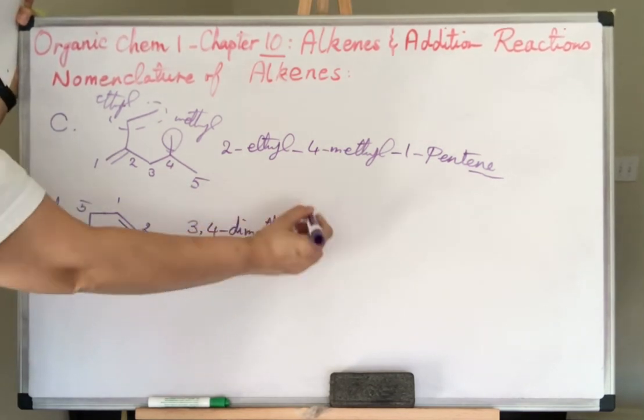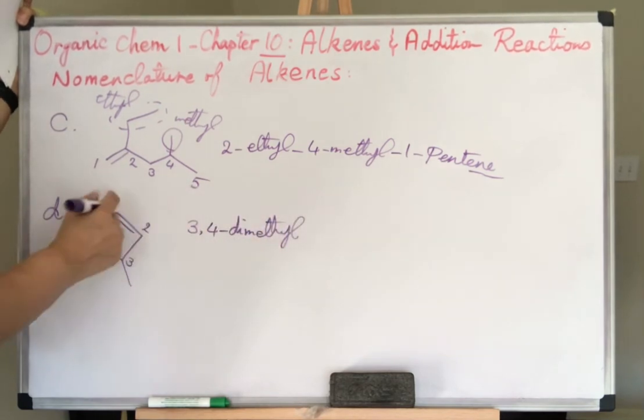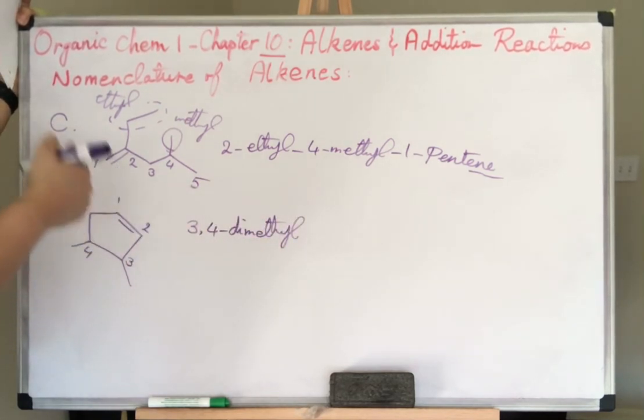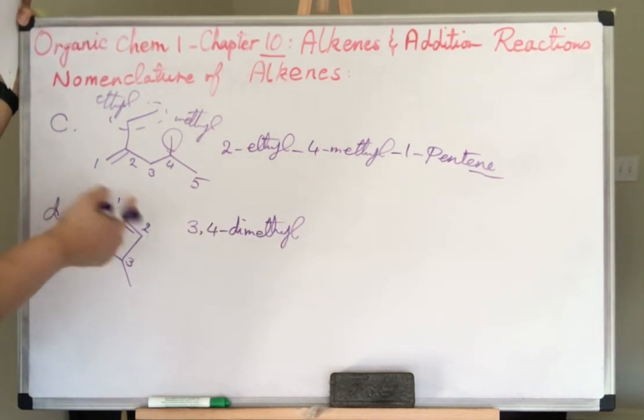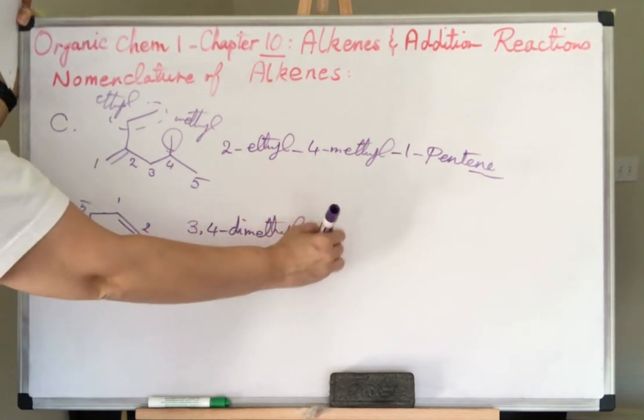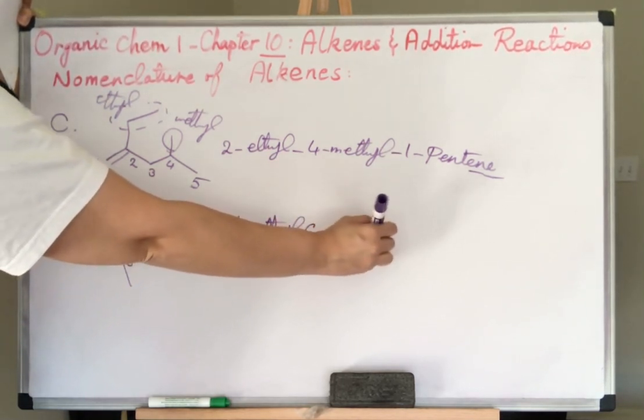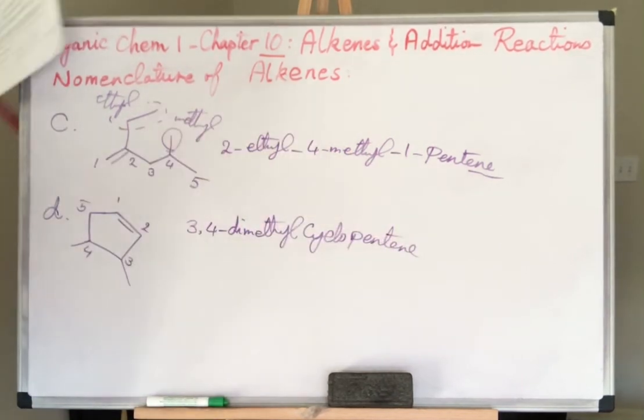cyclopentene. So we don't have to mention 1 here because we already know by default that carbon number 1 is the carbon of the double bond. So it's just cyclopentene. Okay?